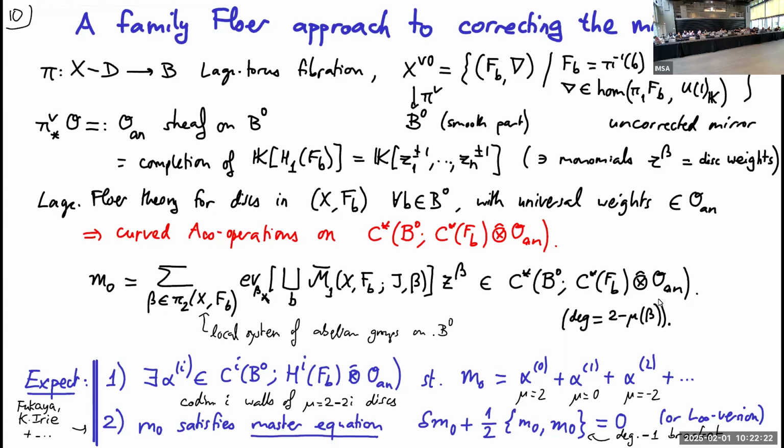So you can do Lagrangian Floer theory counting disks with boundary on any fiber, about a fixed fiber of the fibration, with these universal coefficients. And this again has curved A-infinity operations. And this has a curvature term m0, which now will be a cocycle on the base with coefficients in cochains of the fiber with coefficients in this O, again of degree 2 minus Maslov index.